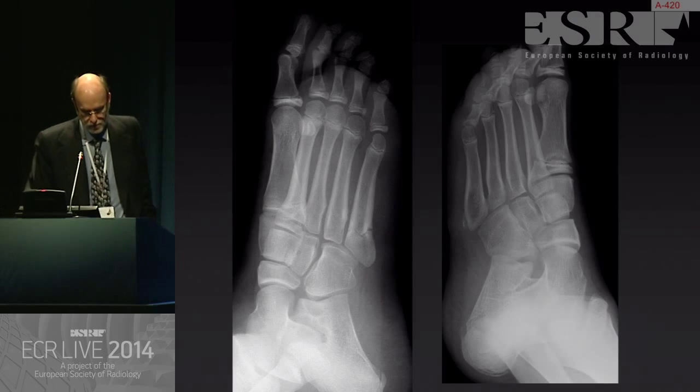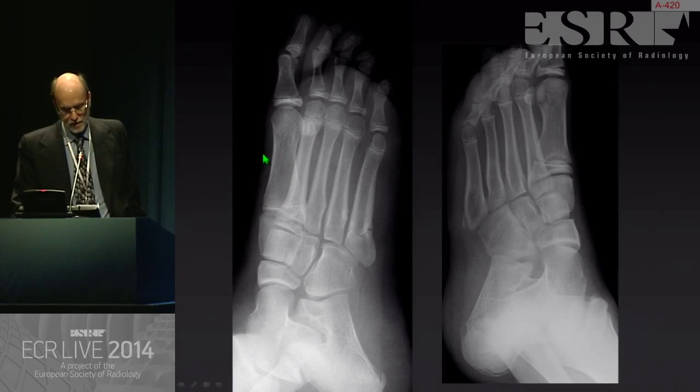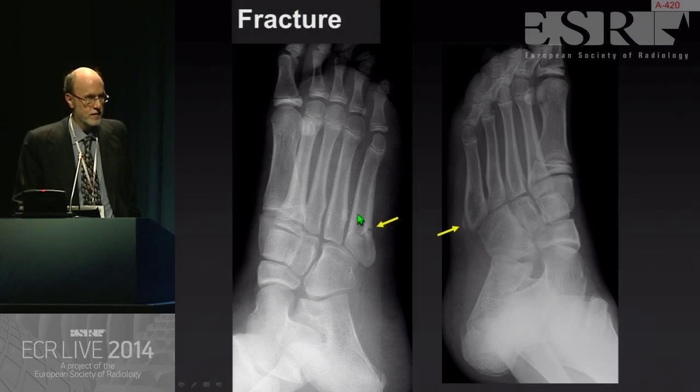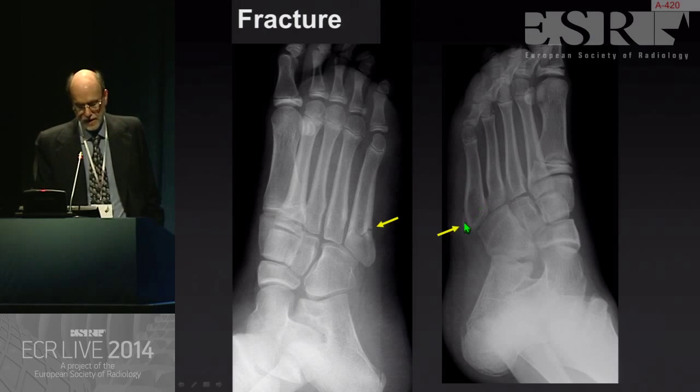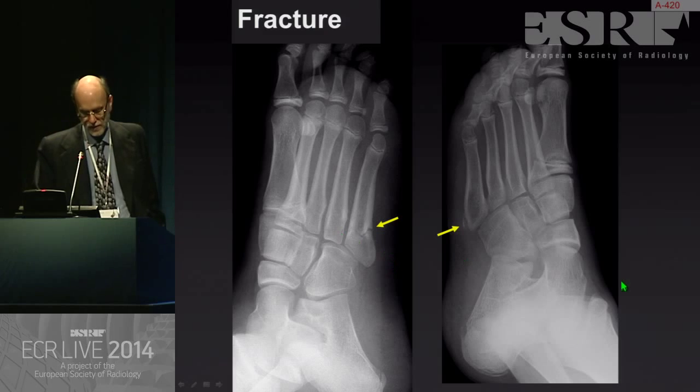Well, these are two different patients. The one with the transverse line is, of course, a fracture, the so-called Jones fracture, but the other one is absolutely normal. It's the normal and fused apophysis of the fifth metatarsal, with a radiolucency parallel to the long axis of the diaphysis. So it's completely normal, and in this case, it's a well-known fracture.